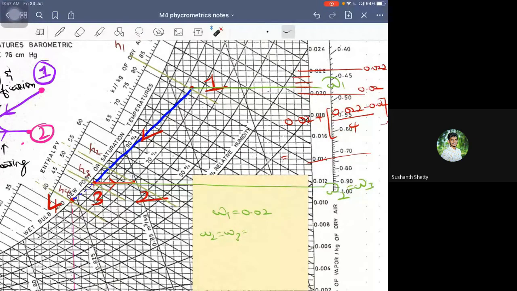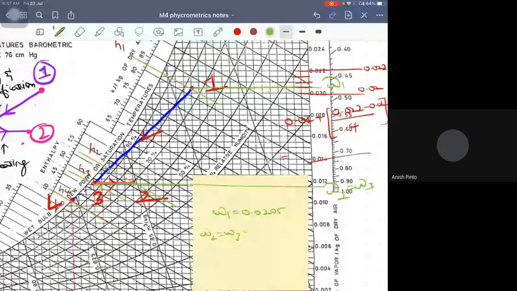Can I get the value? 0.0205. Omega 1. 0.0205 is the omega 1 value.